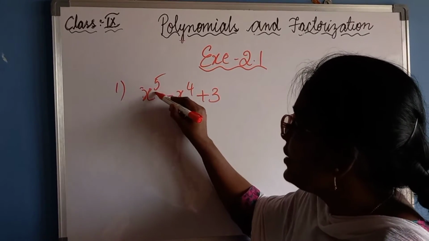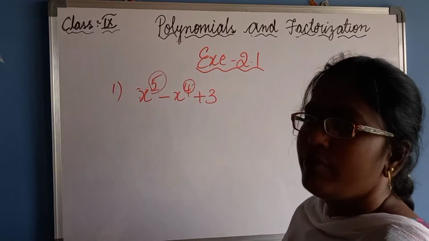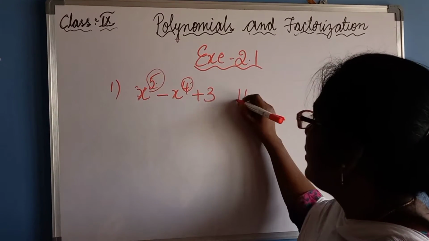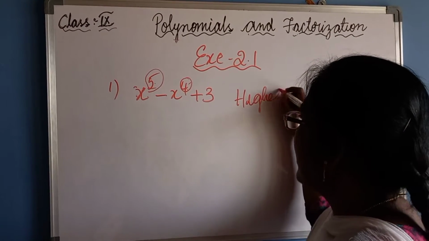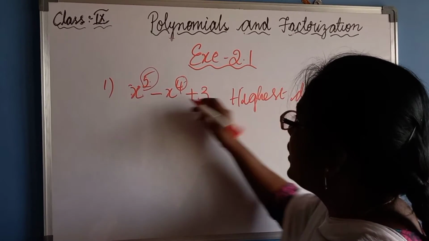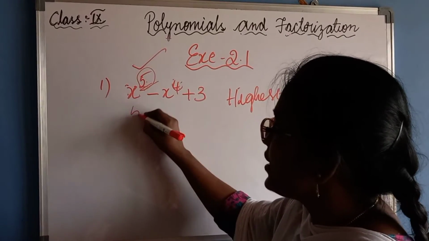Degree here means the power of each term. We need to take the highest degree for each and every problem. So here, what is the highest degree? 5. So the answer is 5.